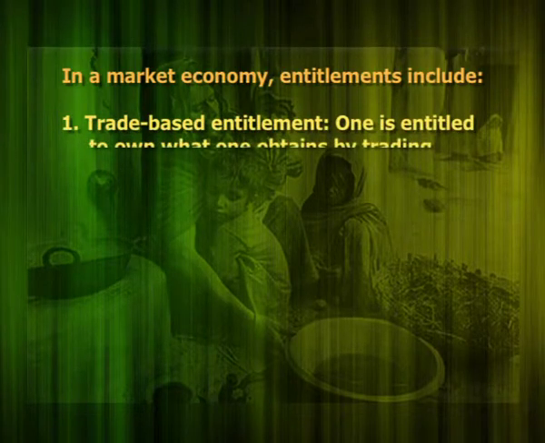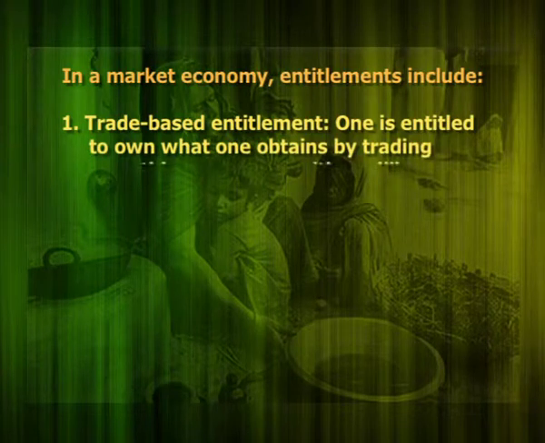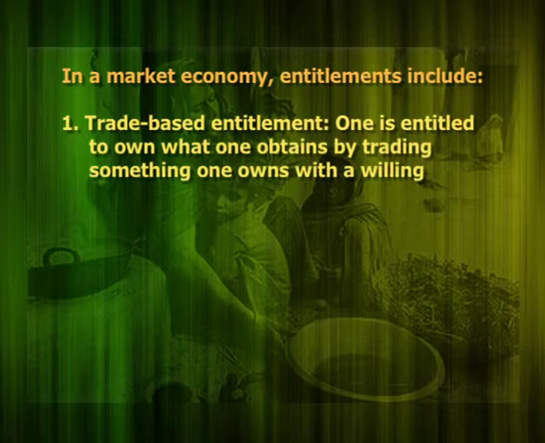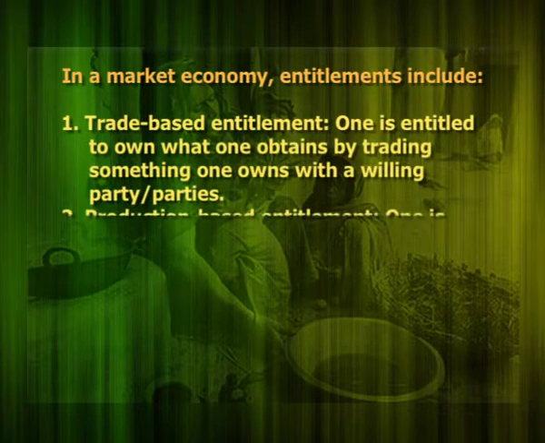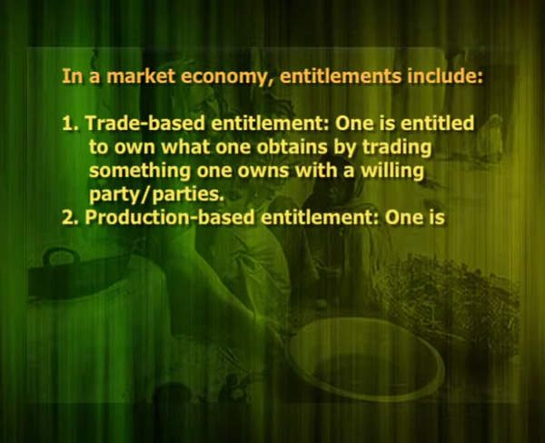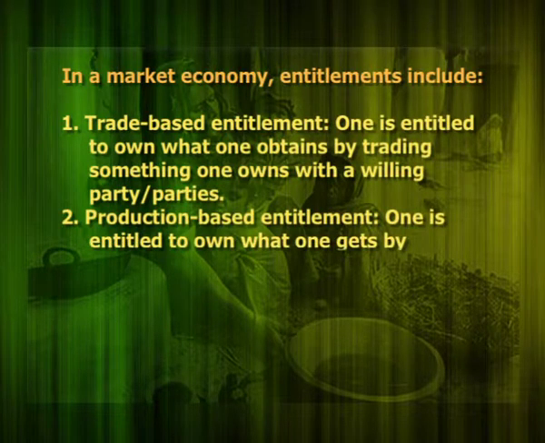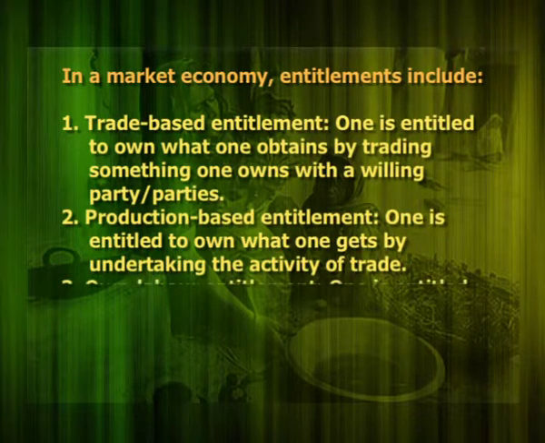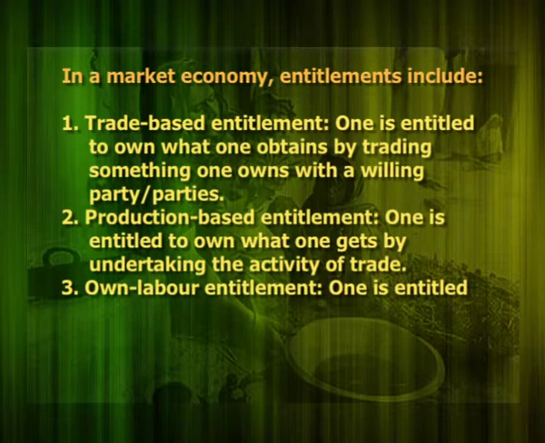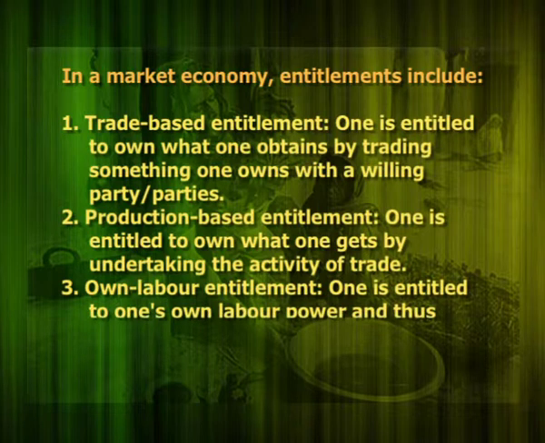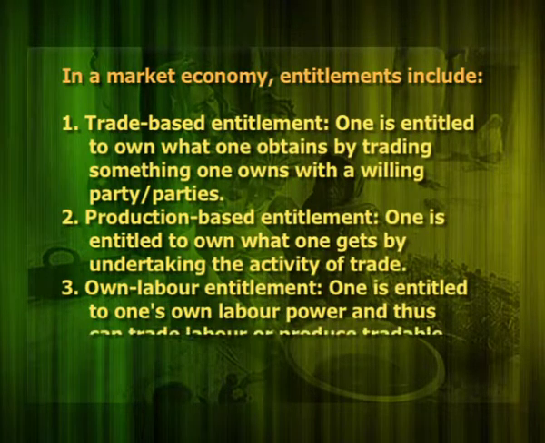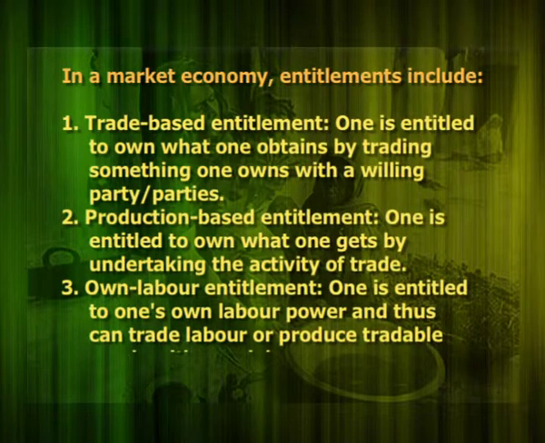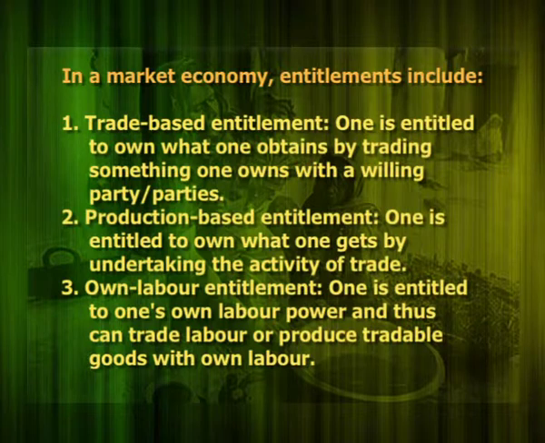The first and the foremost, trade-based entitlement. One is entitled to own what one obtains from trading something one owns with a willing party or parties. The second is the production-based entitlement. One is entitled to own what one gets by undertaking the activity of production. The third, own labor entitlement. One is entitled to one's own labor power and thus can trade labor or produce tradable goods with own labor.